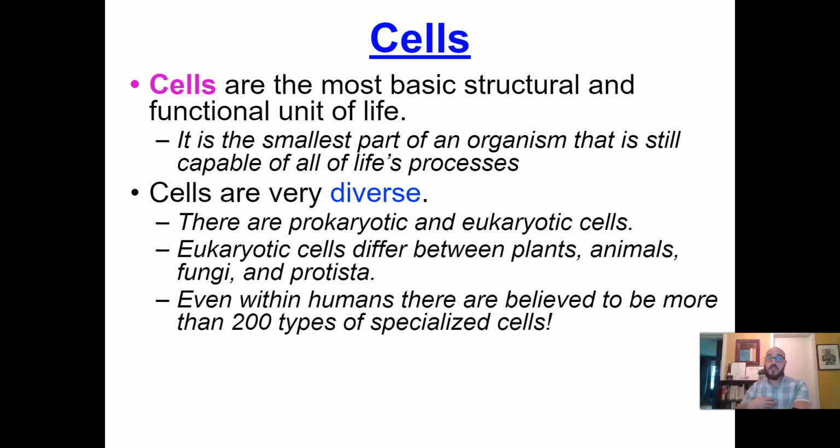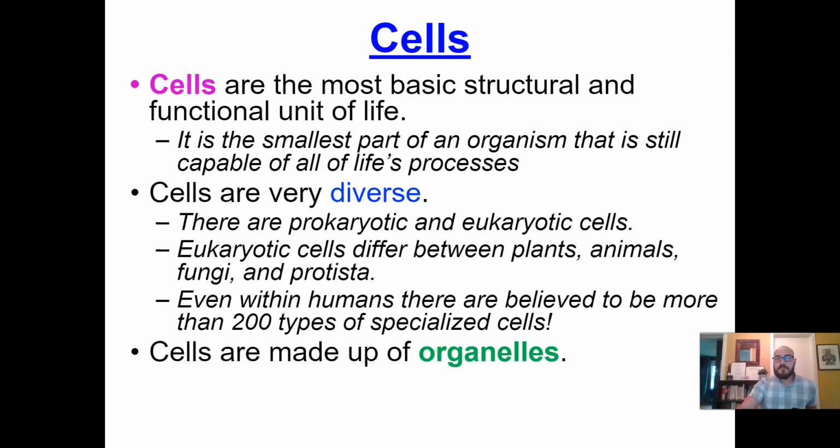All right, even in humans, we have about 200 different types of specialized cells, right? So certain muscle cells are different than neuronal cells in your brain, which are different from some of the glial cells in your brain, which are different from epithelial cells. They're all different because they have different jobs to do to make you function.